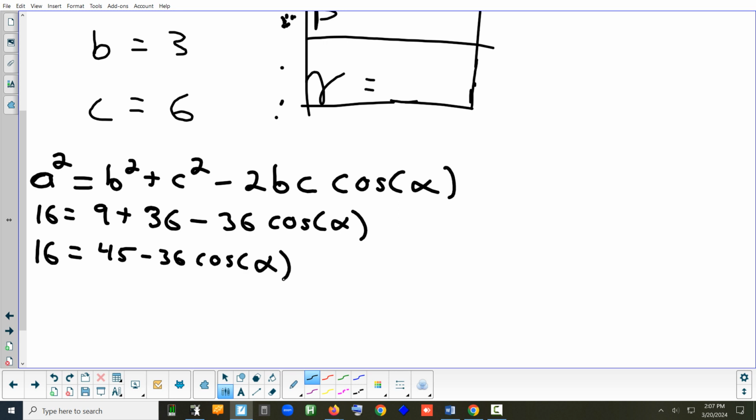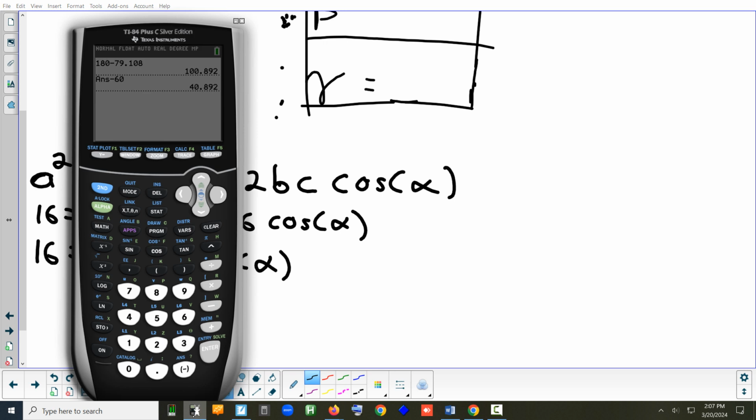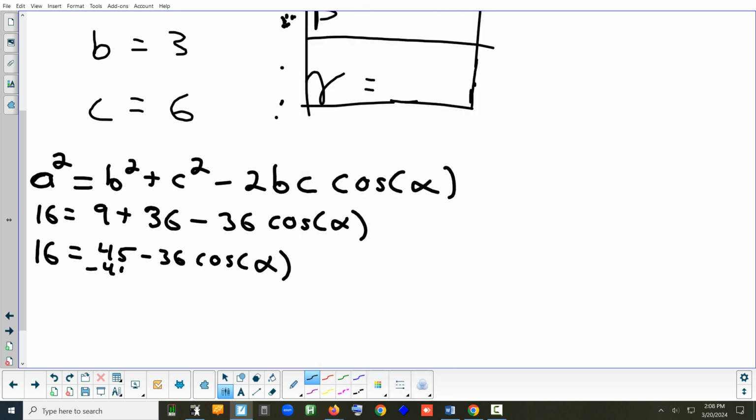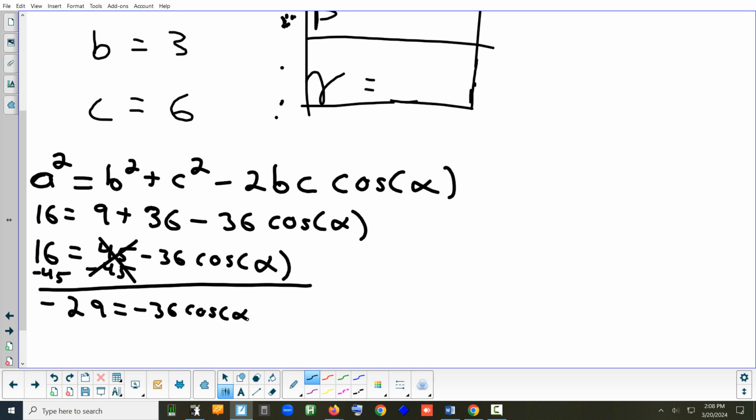Okay. Just for you, Jacob. Thank you. Next step. Subtract 45. 16 minus 45 is negative 29. That's gone. So negative 29 equals negative 36 cos alpha.